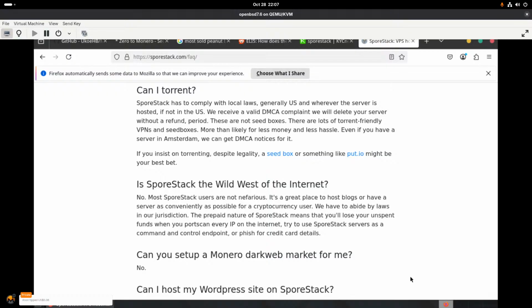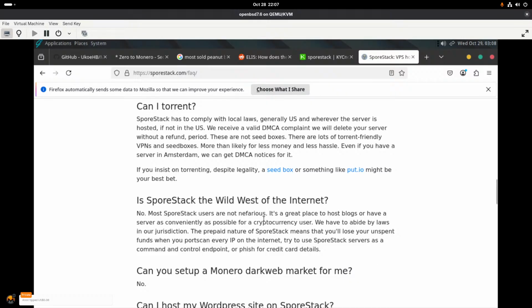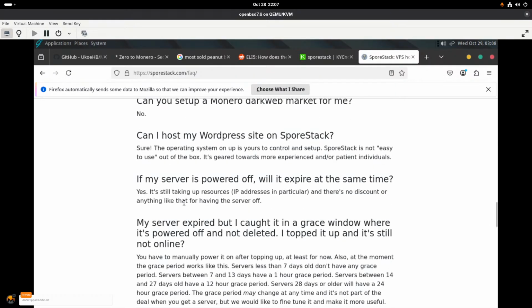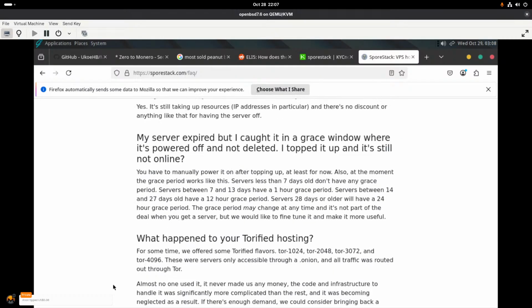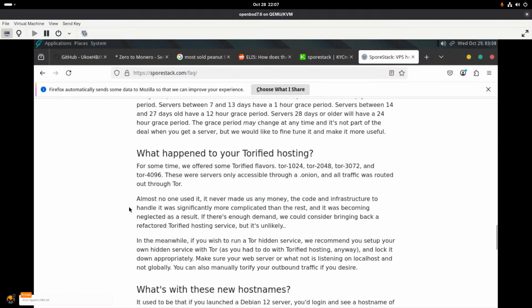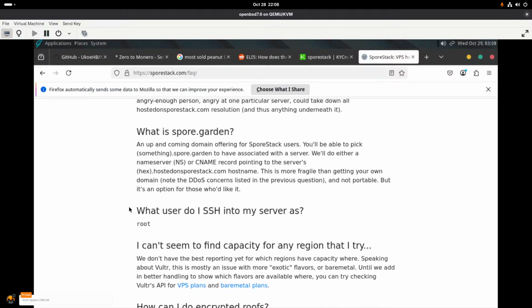Interesting. Can you set up a Monero dark web market for me? No. Can I host my website? If you insist on torrenting, despite legality, a seed box or something like Put.io might be your best bet. If my server is powered off, will it expire at the same time? My server expired. What happened to Torified hosting? For some time, we offered some Torified flavors. What's with the new host name? What is Spore.garden? An up-and-coming domain offering for SporeStack users.